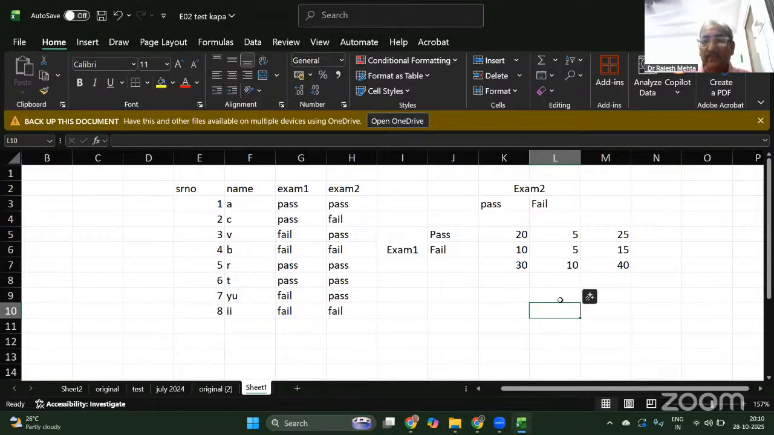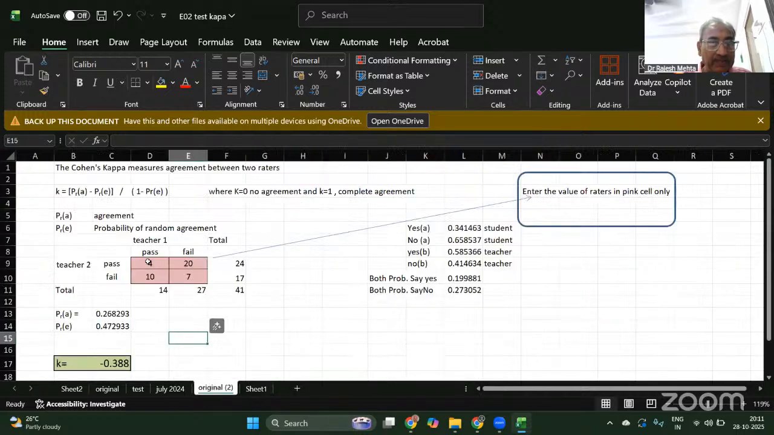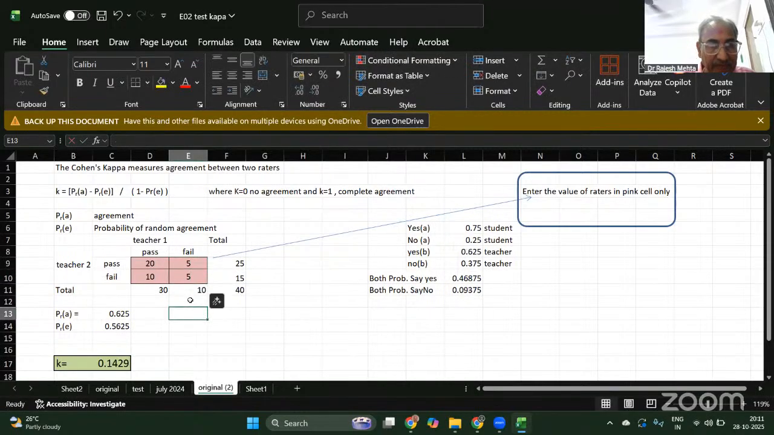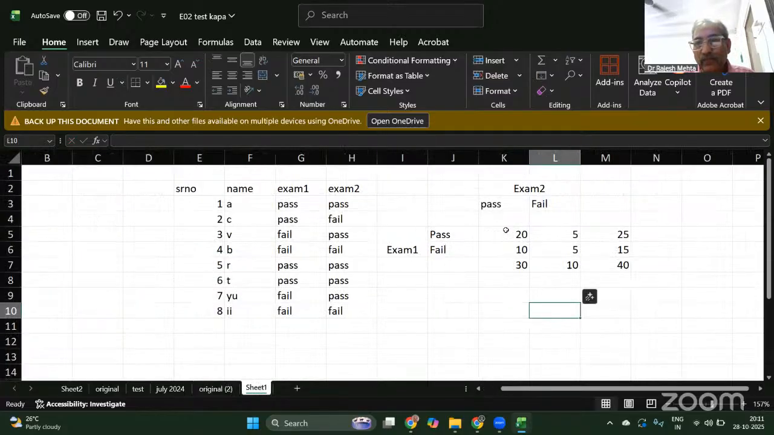The same 40 can be sent for other testing also, to two other examiners. That's possible. Now, if you want to find out the agreement between these two examiners, then look at this data: 25, 10, 5. You fill up the data. We have entered these four figures.